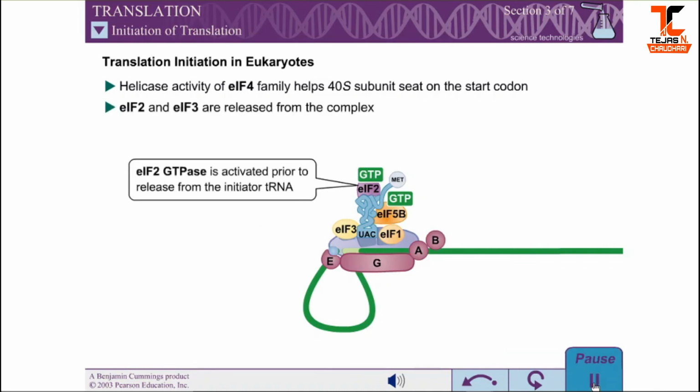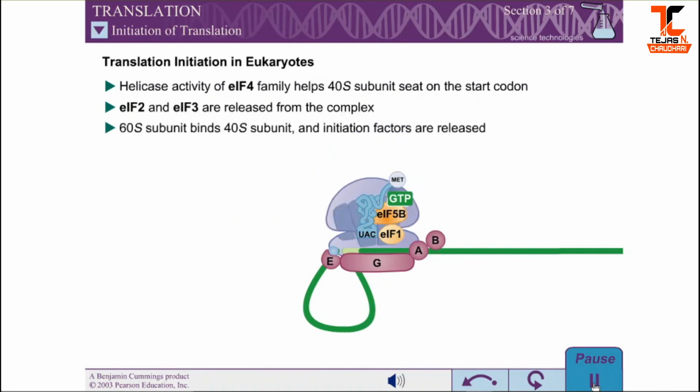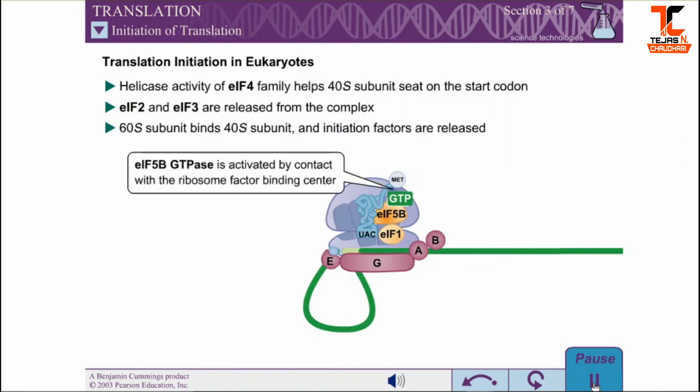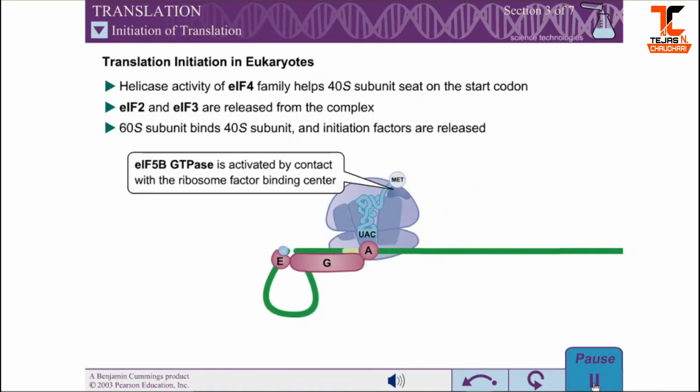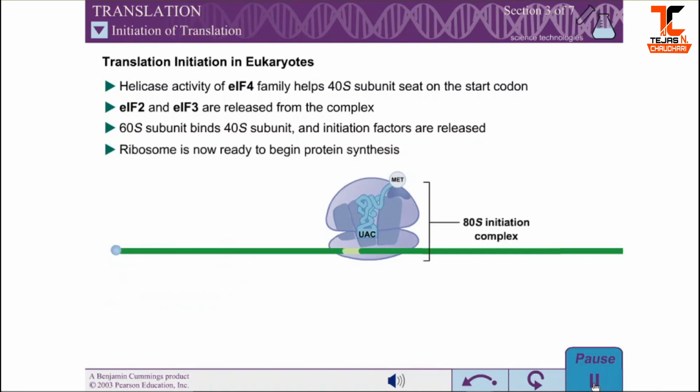EIF2 and EIF3 are released from the complex, and the 60S large subunit completes the ribosome. The remaining initiation factors are released after large subunit binding stimulates the EIF5B GTPase activity. As with prokaryotic IF2, the GTPase activity of EIF5B is activated by contact with the factor binding center on the large ribosomal subunit. The 80S initiation complex is now ready to begin protein synthesis.